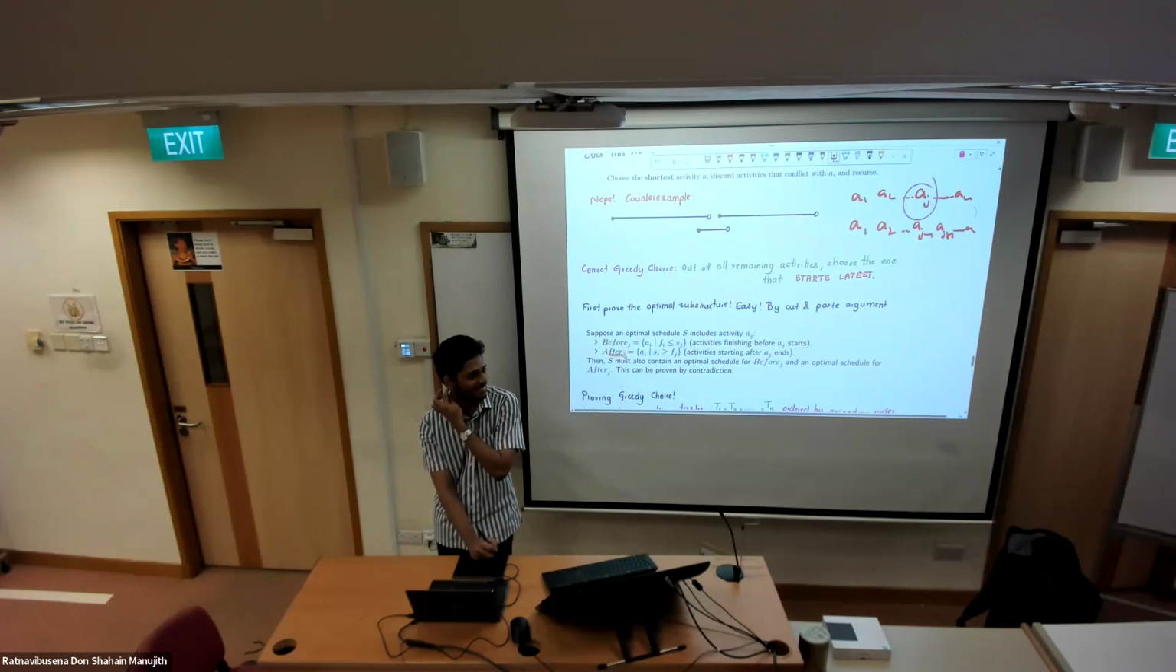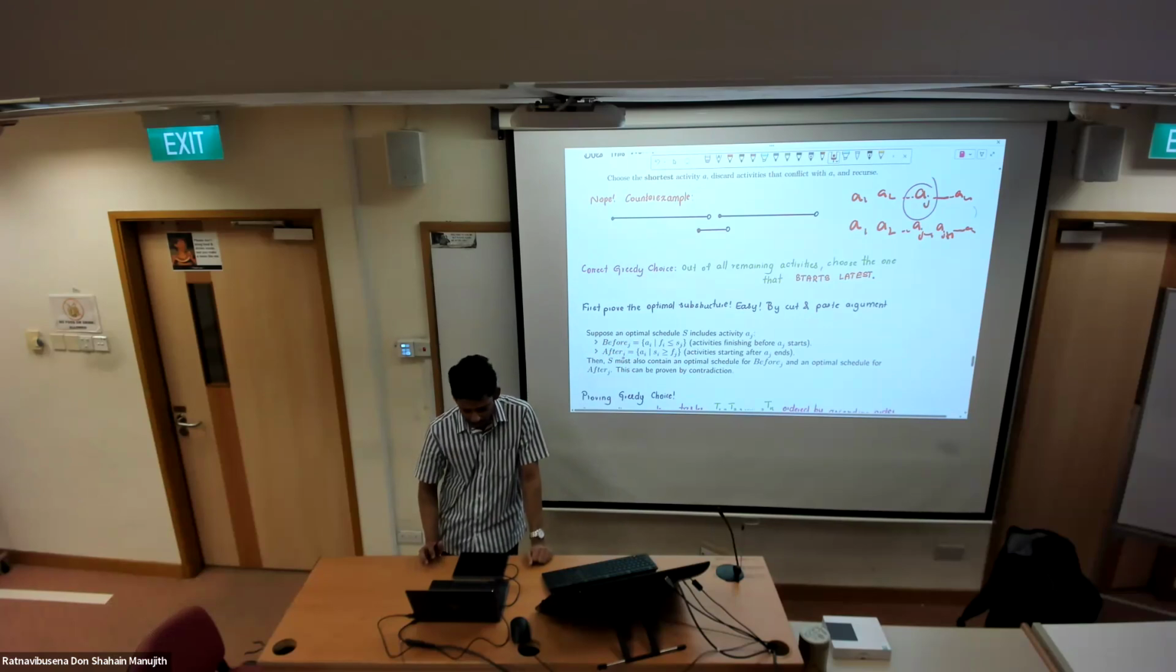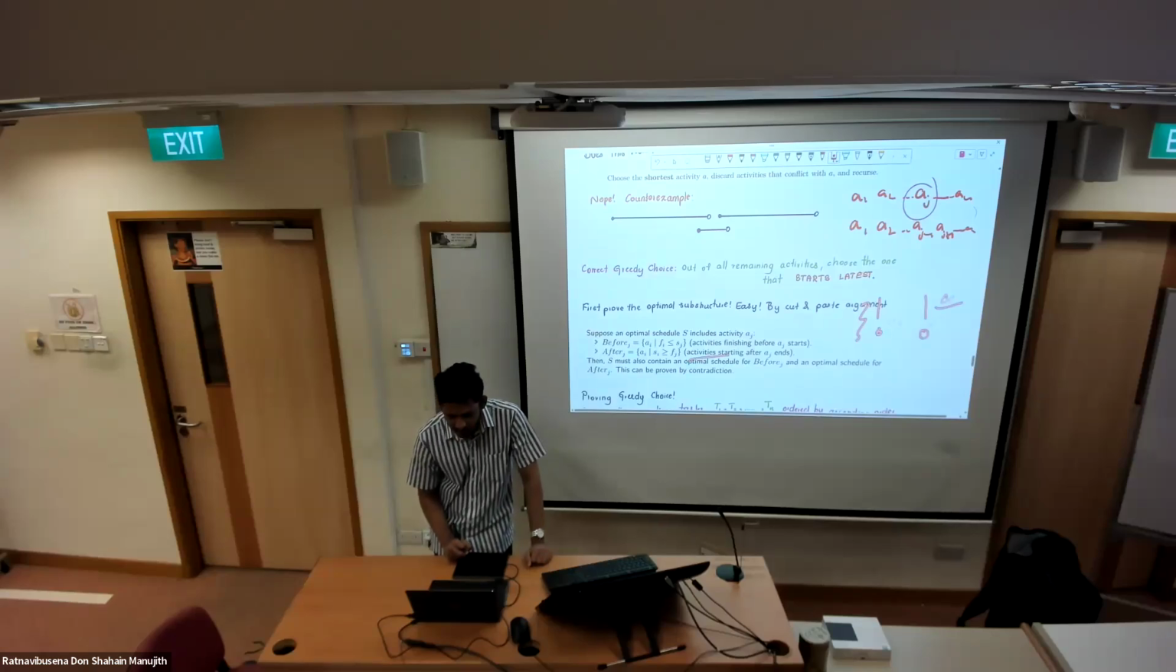Yeah, why is that? Because these are the activities that finish before AJ starts, right? That means if AJ starts here, then they must have already finished by here. And these are the activities that start after AJ ends. Then how can these overlap with each other, right?